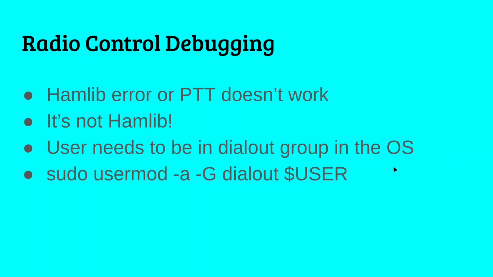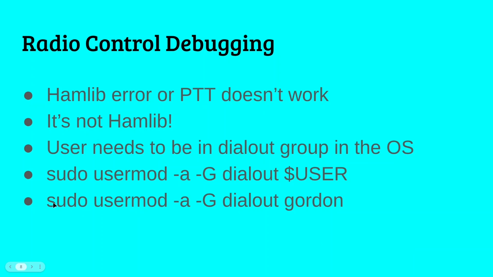across the serial port. So the way that you do that is to open a terminal window and you type sudo, which is super user do. For those who don't know Linux, basically it's root. You operate as root. sudo usermod -a -G dial-out and then the name of the user. So for me, that was sudo usermod -a -G dial-out Gordon, because Gordon is my username on the system, and that fixed that. You need to reboot, of course, for that to take effect.